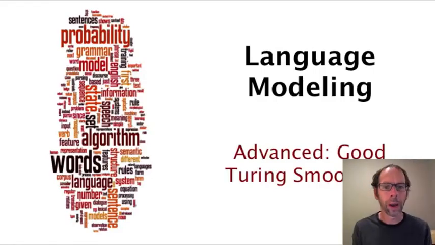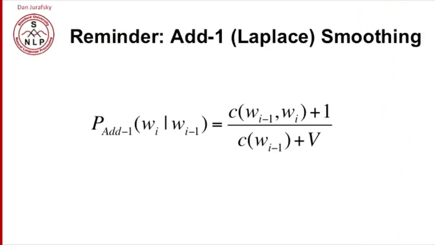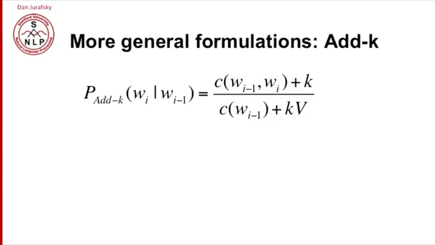We're ready to talk now about advanced methods of smoothing. Remember the add-1 smoothing that we had earlier. In add-1 smoothing, we add 1 to the numerator and V to the denominator. And we saw a generalization of that, add-k smoothing, where we added k to the numerator and kV to the denominator. And we can modify that slightly.